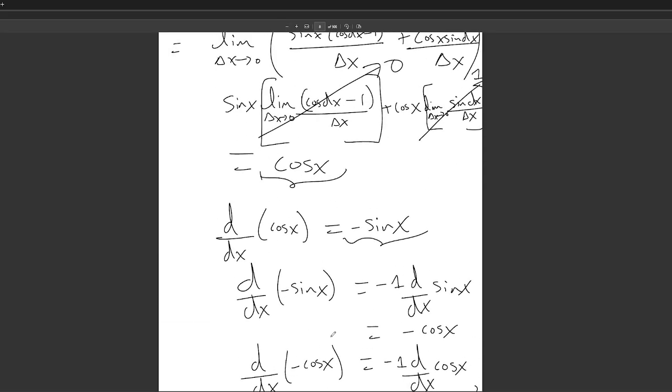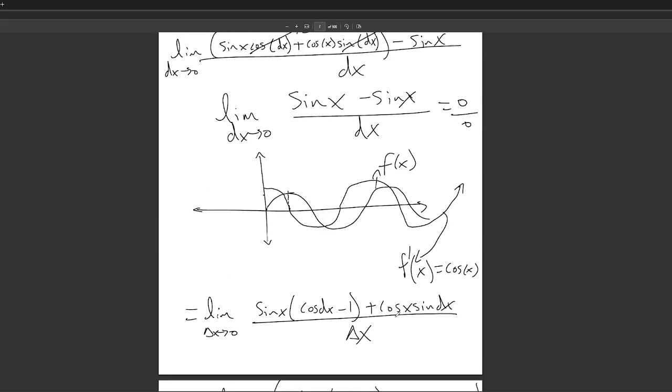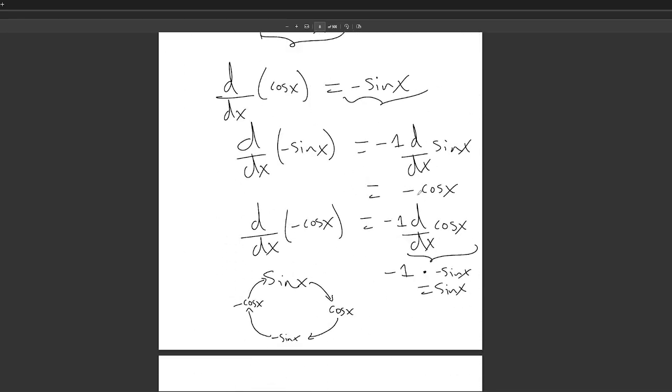So in the next class, I'll go over some other trig functions and how we can derive them from just this and something known as the quotient rule and product rule, etc.